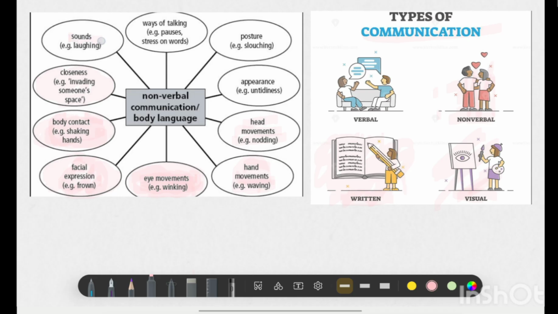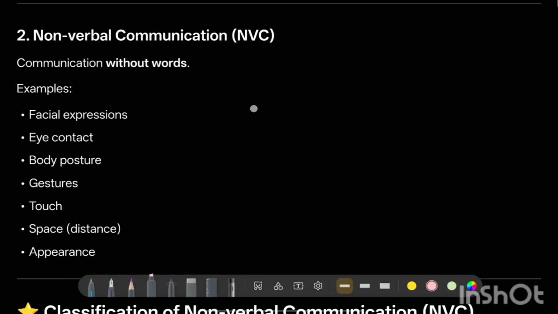Sound, like you're laughing, that is also non-verbal, because without speaking you're just showing that you're happy, like by laughing or crying or making faces, by frowning. Okay. And ways of talking, like when you're giving a pause, when you're stressing on a word, like frowning, I'm stressing that word to pronounce it correctly. Okay, so I hope you understand what nonverbal communication is.